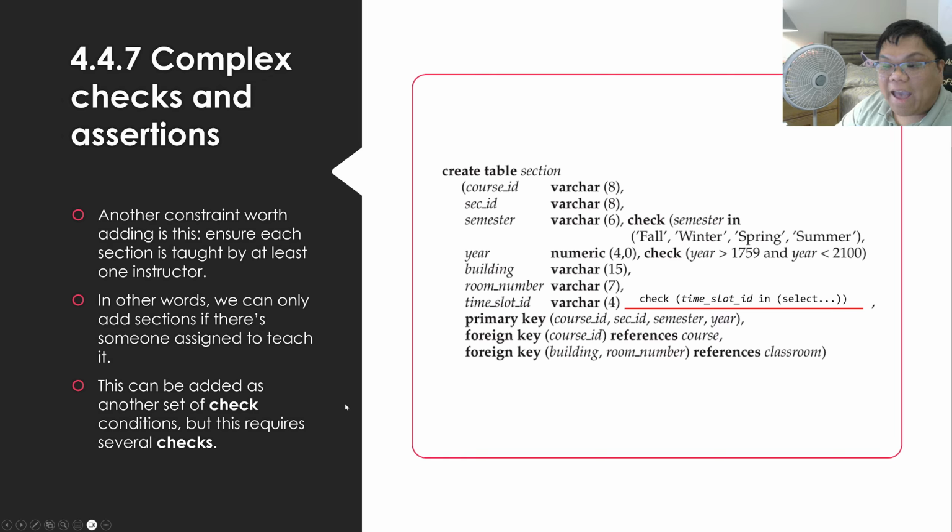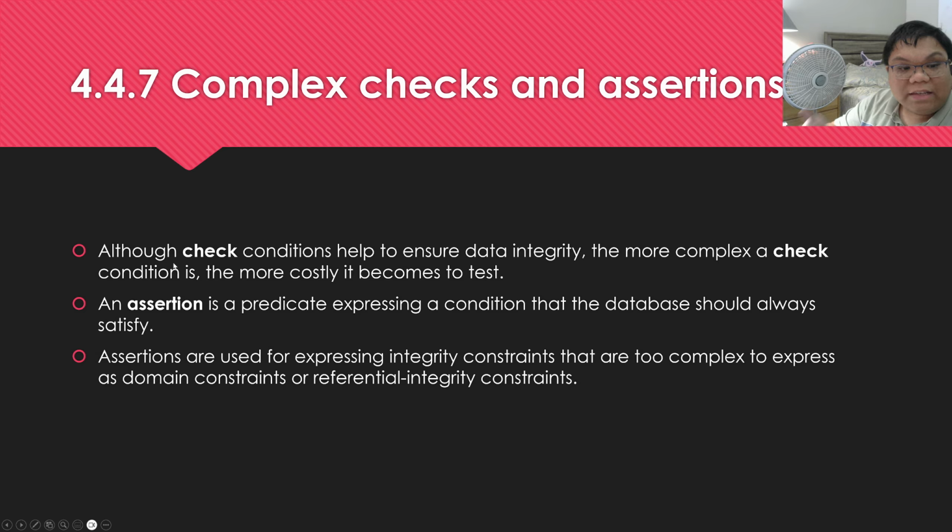Another constraint we can add is this: ensure each section is taught by at least one instructor. Sometimes you might have a class that's taught by more than one instructor, but in our case, we can only add sections if there's someone assigned to teach it, which we can add as another set of check conditions, but this would actually require several checks. Check course ID in select course ID from teachers. So checks like this help to ensure data integrity, but the more complex a check condition is, the more costly it becomes to test.